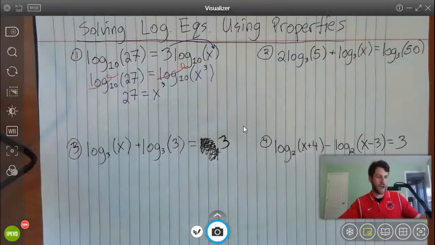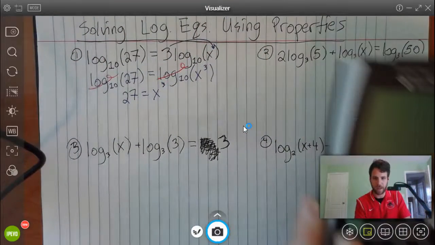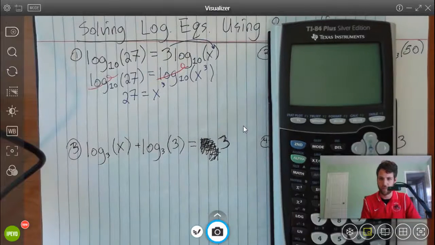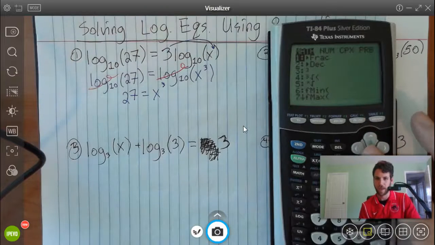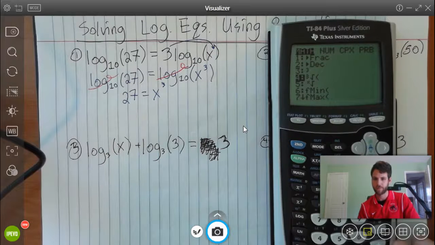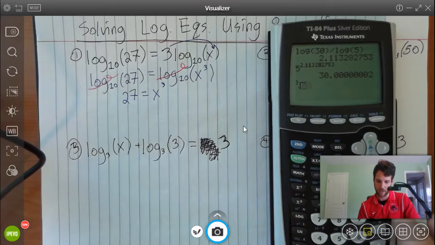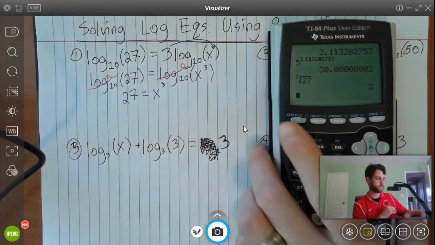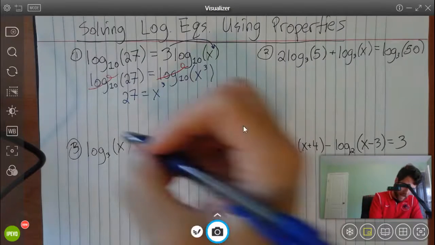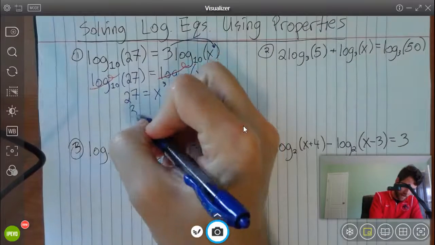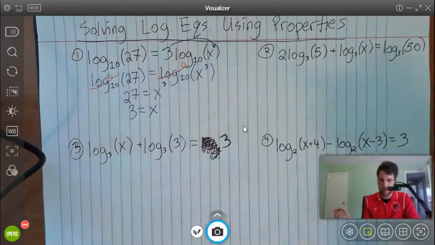If you're not sure how to do that, you can always use your calculator. So let's pull that up real quick to practice. If we want to get the cube root of 27, we hit the math button and then scroll down to the cube root and then 27. That means our answer is 3. Now we just need to write that out over here as 3 is equal to x.